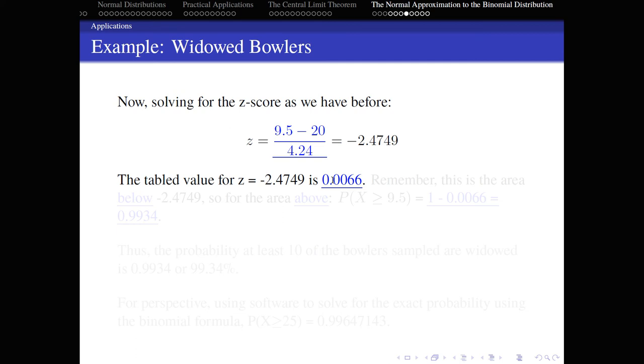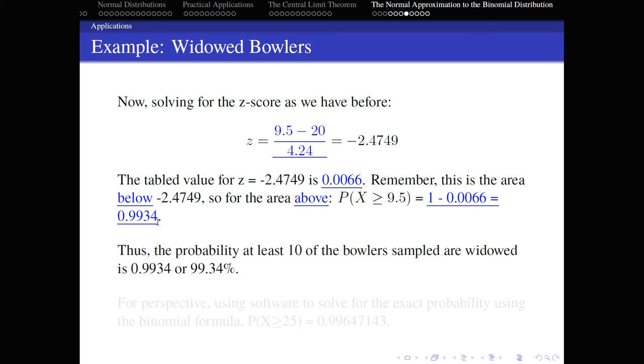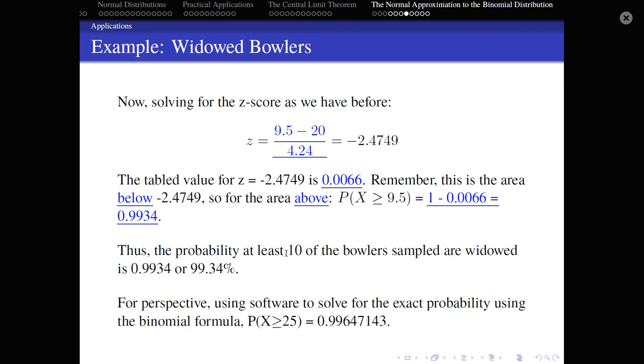But remember, we're not looking for the area on the left, we're looking for the area on the right. So we're going to do 1 minus that value, 0.9934. There's a 99% chance that at least 10 of the bowlers are widowed if the underlying population is at 10%. And again, when we compare this to software, we see that this is a very, very close approximation.